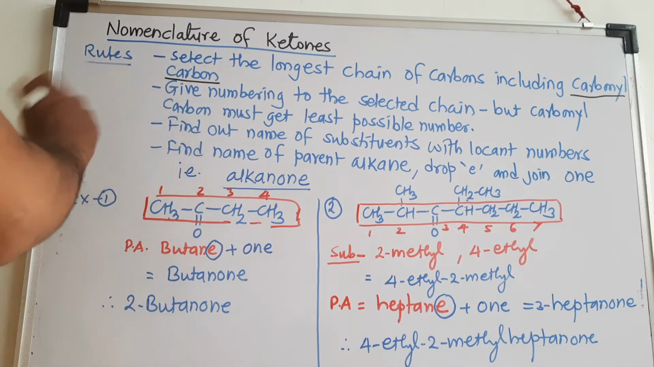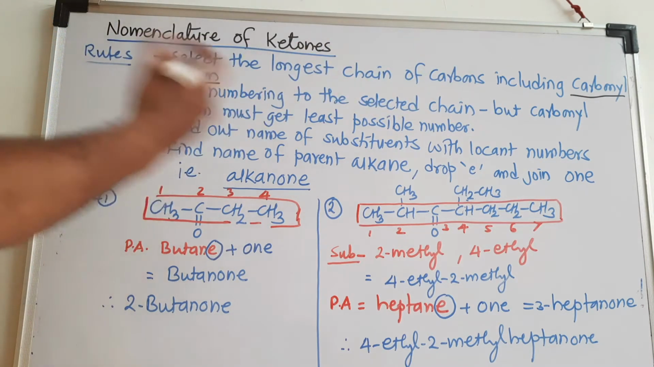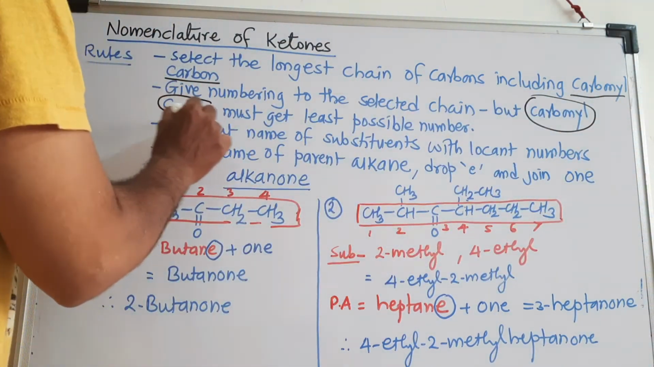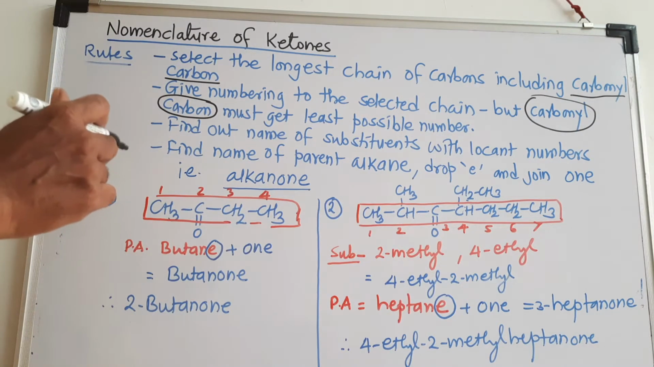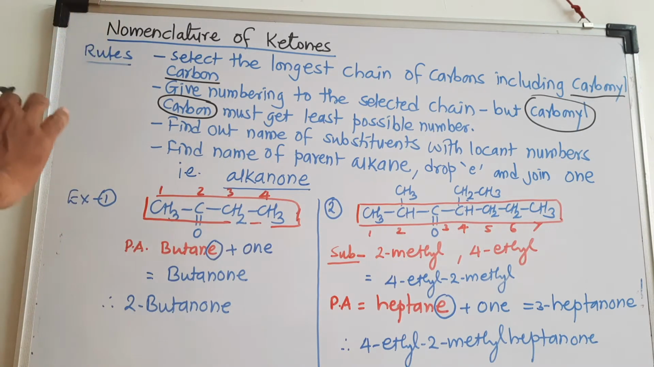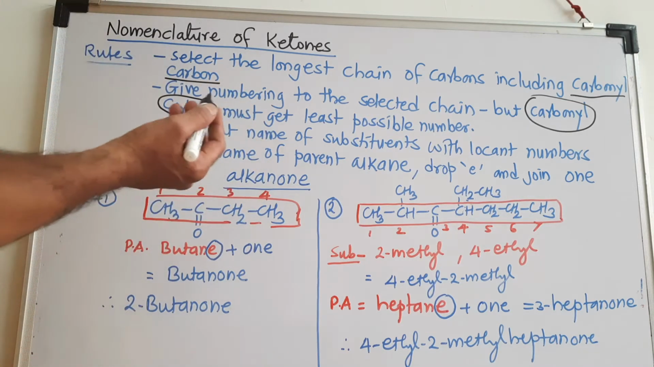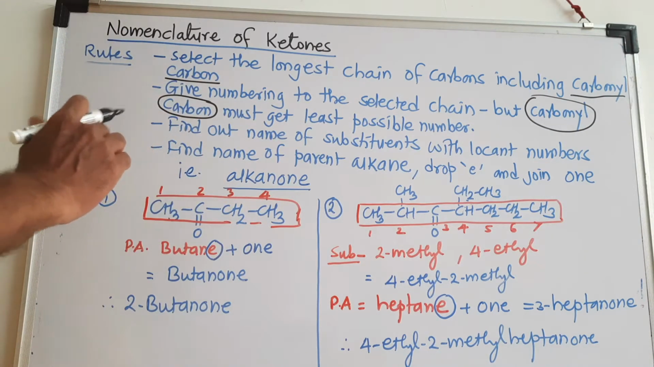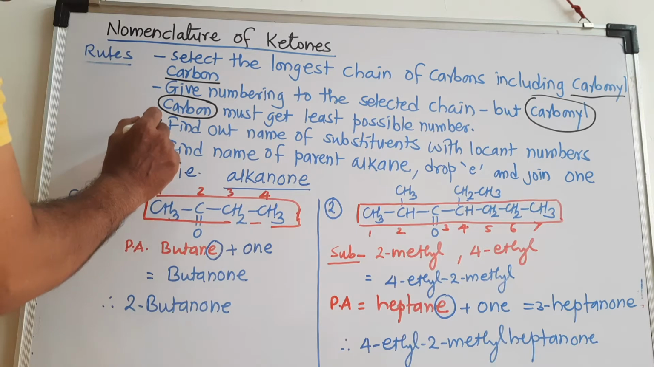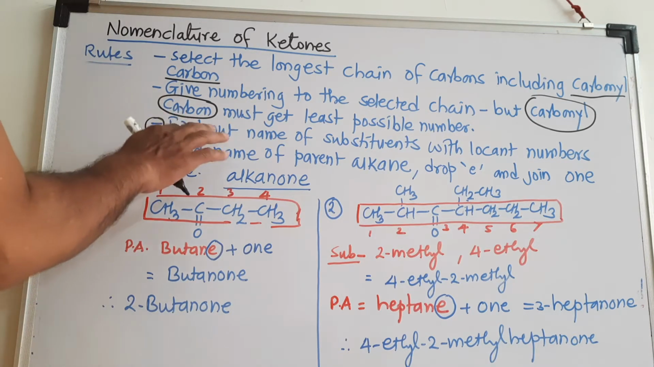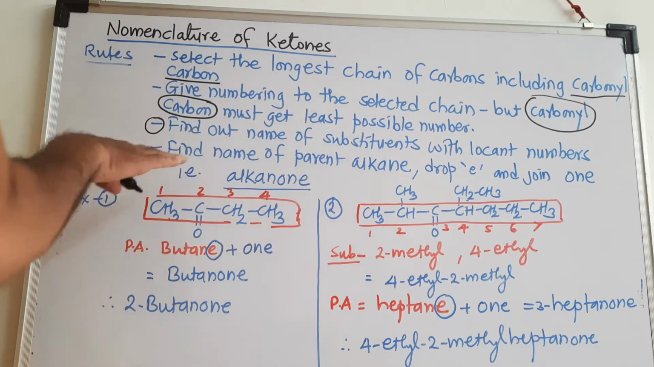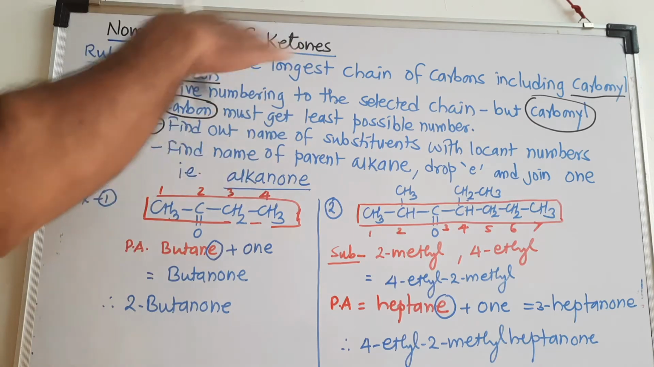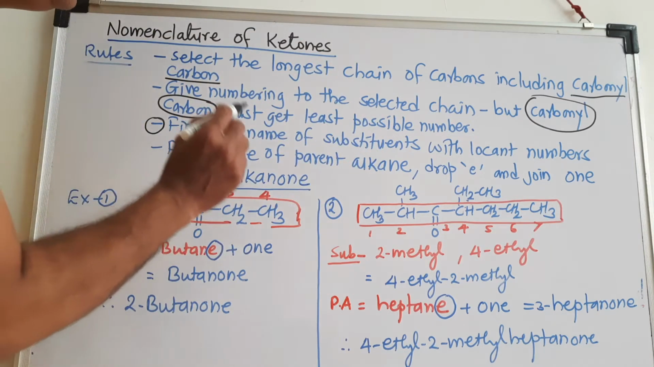So you can start numbering from either this end or from another end. The only thing is, our carbonyl carbon must get the least possible number irrespective of the substituent. That is very important. Find out the name of the substituent as usual with their locant number, meaning on which carbon these substituents are present. Then, I want to add a little more information. Once you find out the names of the substituents with their locant numbers, arrange them in alphabetical order irrespective of their locant number. Then you have to find the name of the parent alkane.